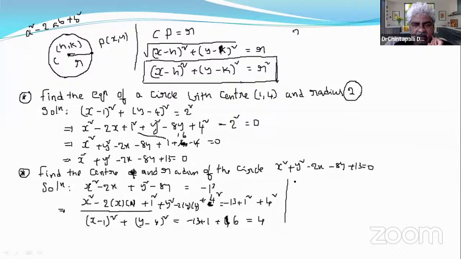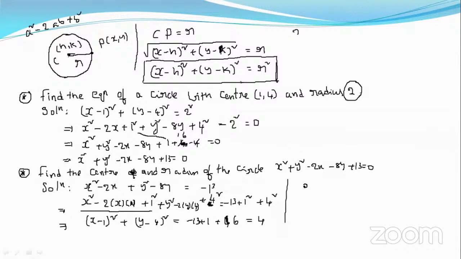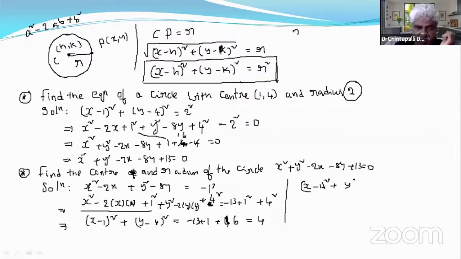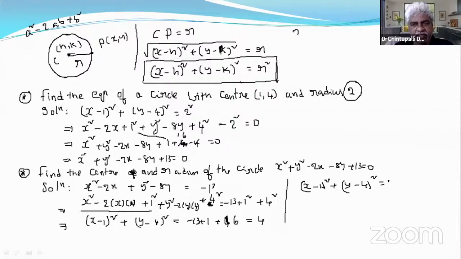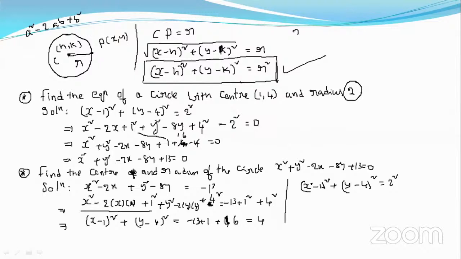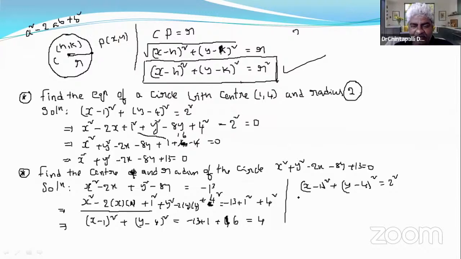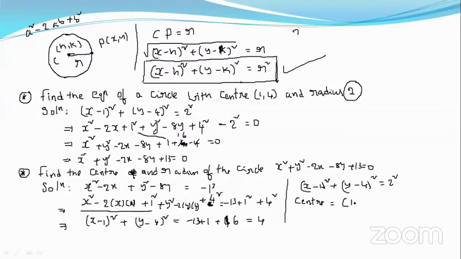Now the final statement is (x minus 1) whole square plus (y minus 4) whole square is equal to 2 square. 4 means 2 square, right? Now it is exactly in this format: (x minus h) whole square plus (y minus k) whole square is equal to r square. From that standard equation, the center is (1,4) and the radius is 2.